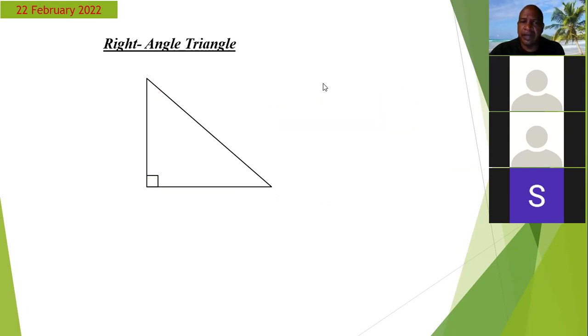All right, now in terms of labeling our right angle triangle, it is labeled in the same way as how we would label any triangle. So the vertices are labeled with capital letters. The sides are labeled with the common letters, and these letters take the same letter as the vertex they're opposite to. All right, so we already went through that. So this is labeled in the same way.